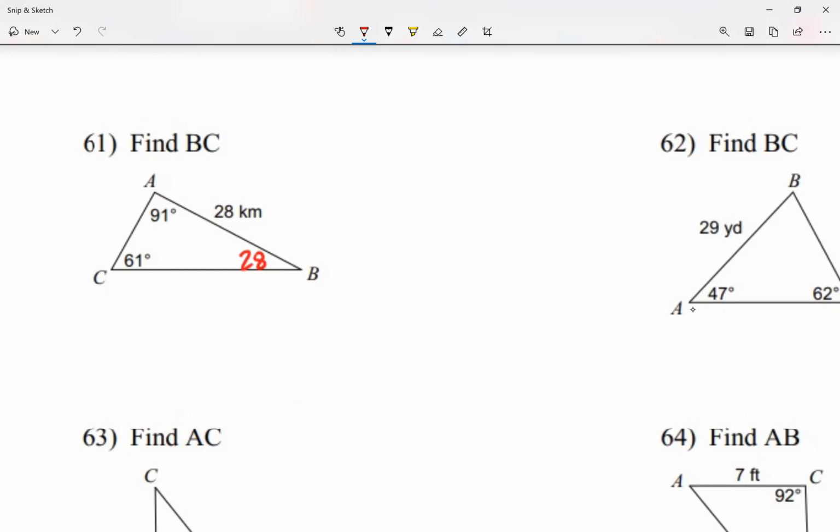And I'm asked to solve BC. Find the side BC, which is usually what we call side A, right? Side A is opposite of angle A. Side B is opposite from angle B. Side C is opposite from angle C. Because I see angle C and side C, I have one angle and the opposite side. I'm going to go straight forward, law of sines.